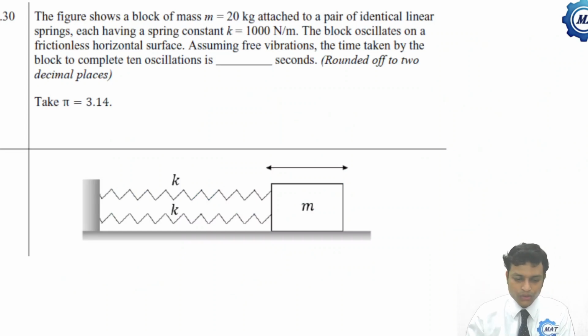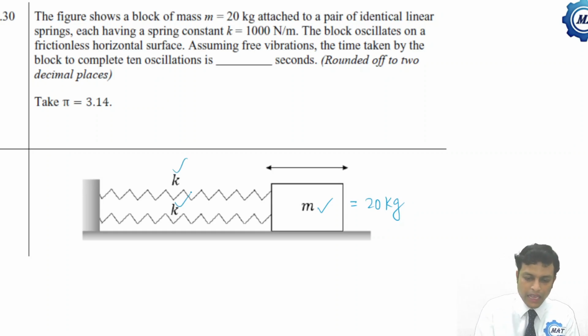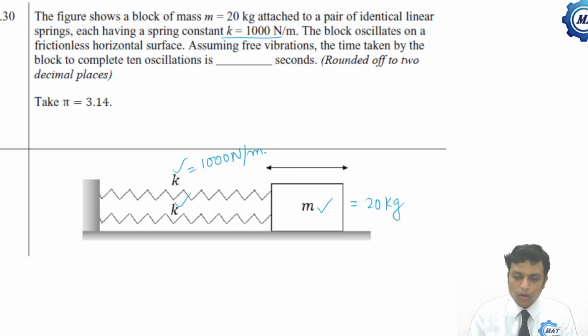The figure shows a block of mass M, 20 kg, attached to a pair of identical linear springs where stiffness K is 1000 Newton per meter. The block oscillates on a frictionless horizontal surface, that is this surface. Assuming free vibrations, find the time taken by the block to complete 10 oscillations.